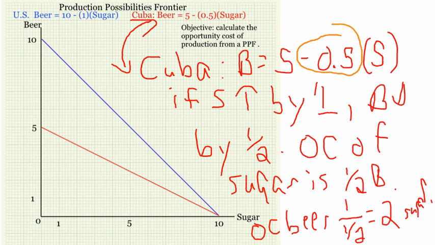And that concludes everything. And again, the main thing we want to do is to be able to know how to calculate opportunity cost of beer, opportunity cost of sugar from PPF curves, and to identify which region has the comparative advantage in beer and sugar.